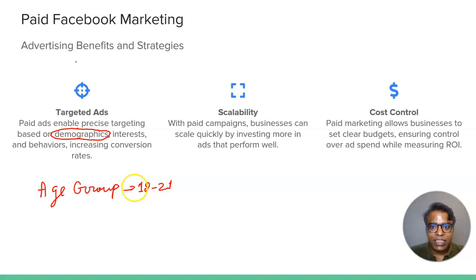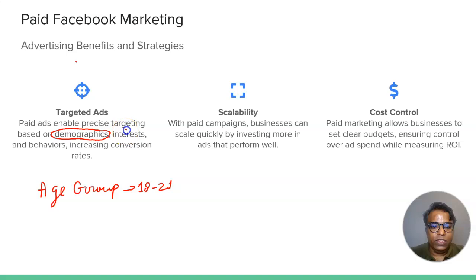So you can target them on the basis of demographics. Demographics is nothing but age group. It depends from brand to brand and product to product. There are products where people would want to target, say, an older audience. So if they want to target 50 to 65, they can do that. If you want to target Gen Z, that also you can do. So demographic is one way of targeting.